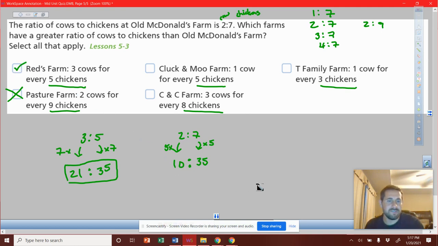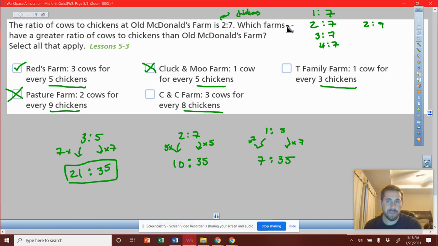I'm going to move this same concept to this Cluck and Mow farm. It's 1 cow to every 5 chickens. So with that 5, we multiplied by 7. So I'm going to multiply this times 7, which means I'm going to take this one and multiply it by 7. So 1 times 7 is 7. 5 times 7 is 35. So then this one is not bigger. The number 10 is larger than the number 7, so they do not have a larger ratio.